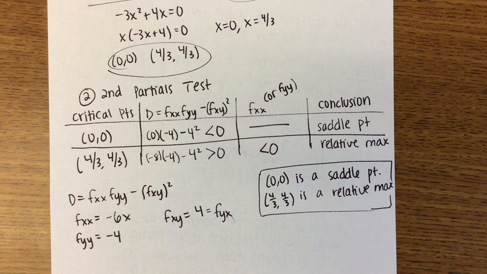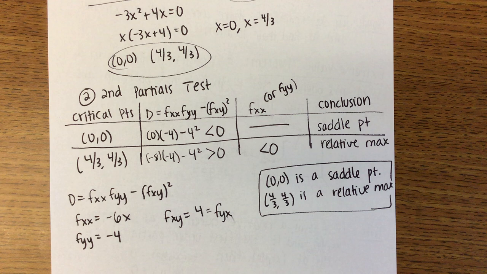One thing I will warn you about is when you're doing your homework, please make sure you pay attention to what you are asked for. You might be asked, what is the output of the relative max? What is the input? Where does it occur? Things like that. So make sure that you give the information that you are asked for. You get what I'm saying?